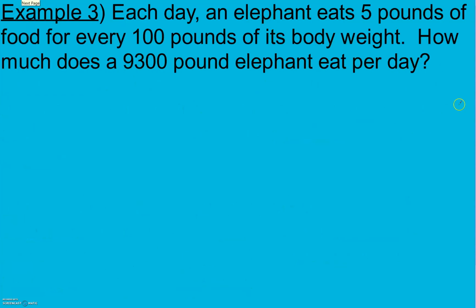Each day, an elephant eats 5 pounds of food for every 100 pounds of its body weight. How much does a 9,300-pound elephant eat per day? So here the things we're comparing are pounds of food to pounds of its body weight. So like pounds of elephant, how much the elephant weighs.